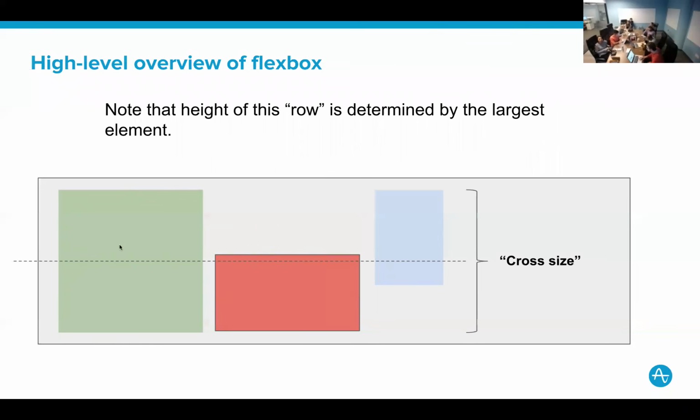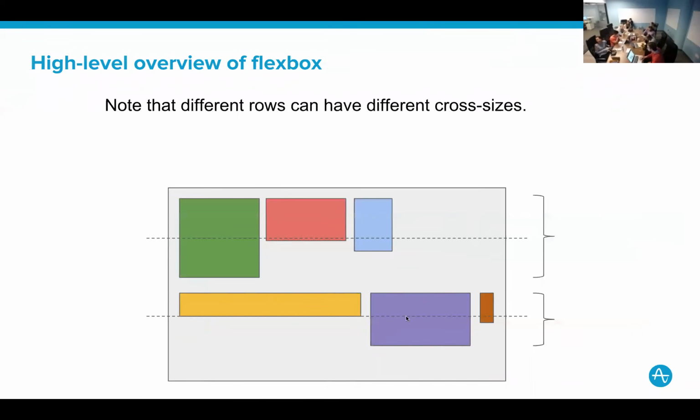And as I said before, the height of this row is determined by the largest element in the row. So different rows can have different heights in a Flexbox.